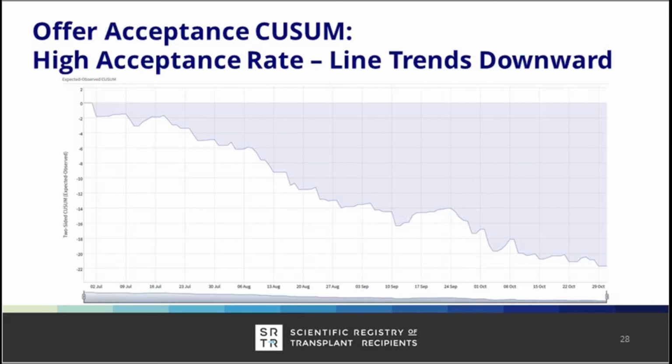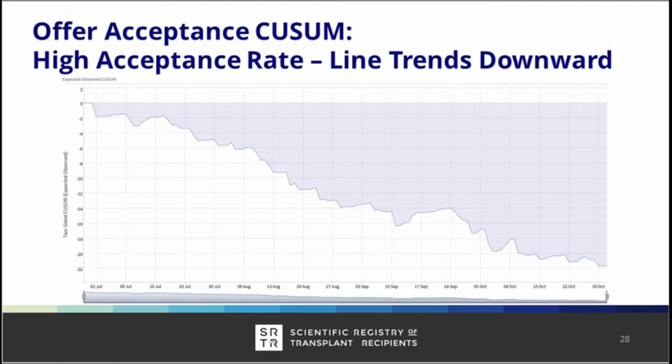This is what one would look like if a program was trending downward. If the line trends downward, which is true in this case from left to right, over the period of time, the dates are across the bottom of the screen there. Trending downward would mean that they're accepting at a rate higher than expected. If this line was trending along horizontally to the right, that's about what we would expect based on national acceptance practices. Trending downward would happen if the program is a high acceptor.